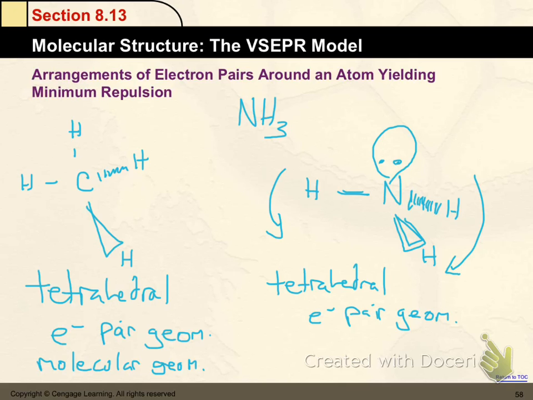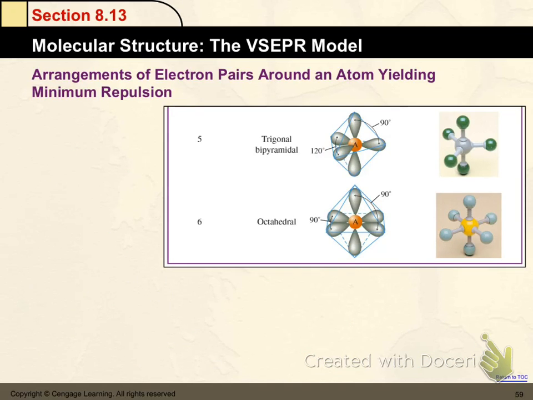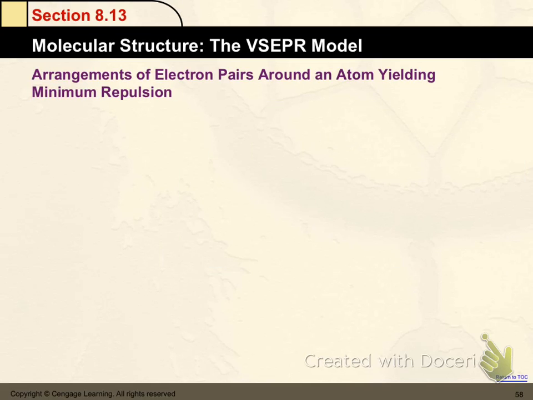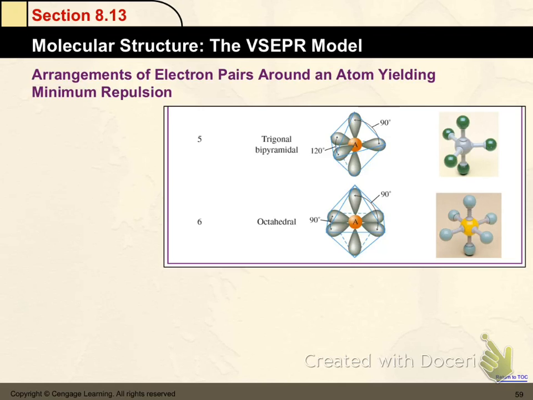But for molecular geometry, we don't really care about those unpaired electrons. We care about what the molecule looks like. So that's actually got a different structure, and we call its actual molecular geometry trigonal pyramidal. Ammonia is very common. You'll do a lot of work with it, so that'll come pretty easy to you, I think. All right, so let's look at some other structures now.